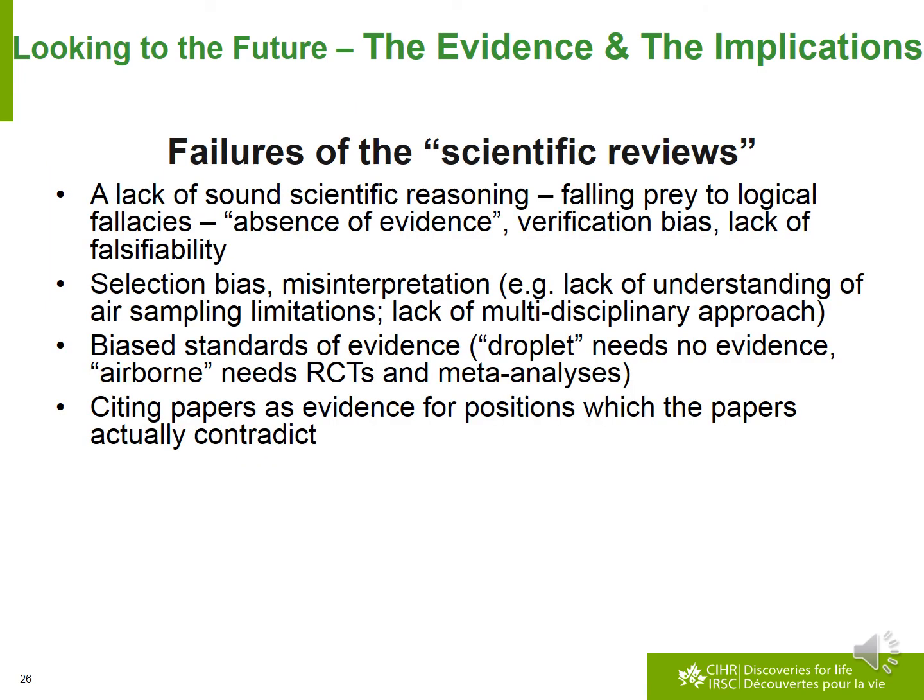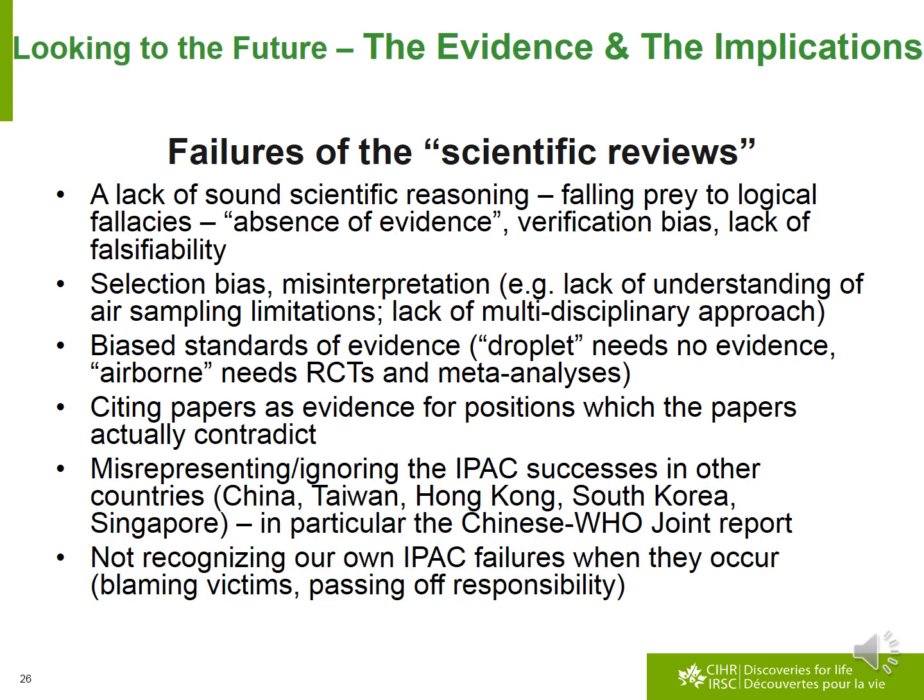A key issue in this pandemic has been the lack of sound scientific reasoning in the rationale being provided for protective measures. Rationale provided contains logical fallacies, selection bias, and misinterpretation of the evidence. A double standard is being applied to the level of evidence required. Droplet precautions don't require any justification, whereas airborne protection requires RCTs. Papers are being cited which actually state the opposite of what they are cited for. The success of other countries is being misrepresented or ignored, and our own failings aren't being recognized or are explained away.